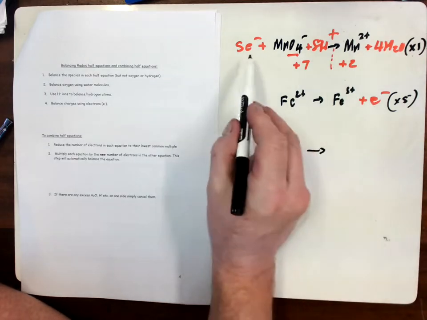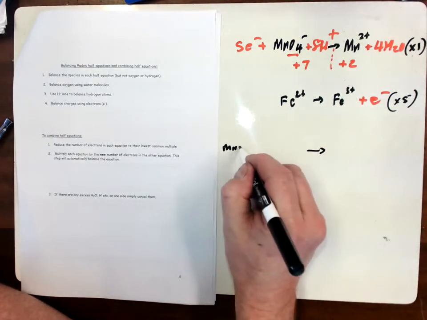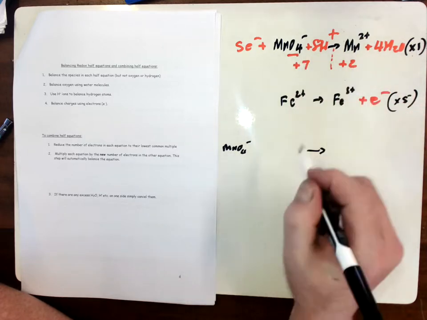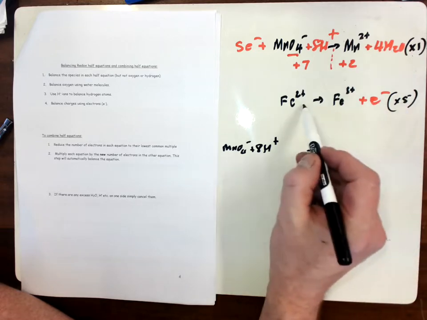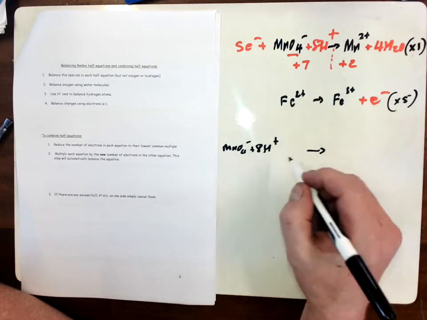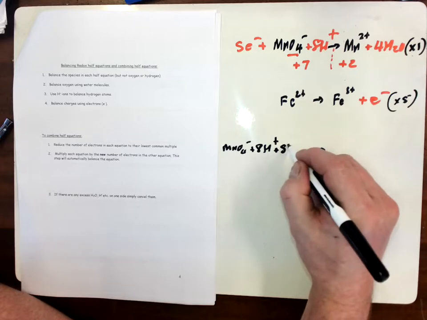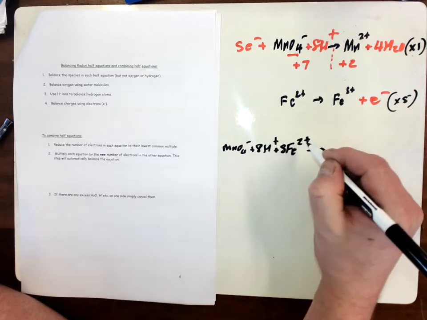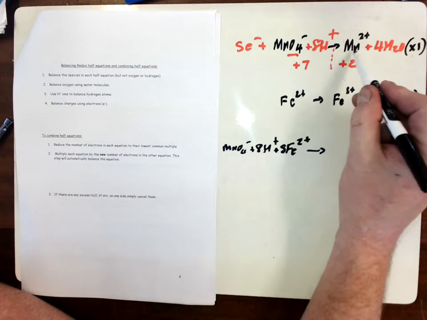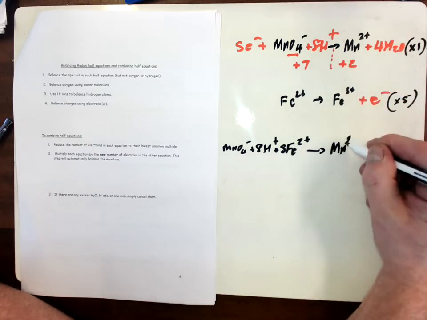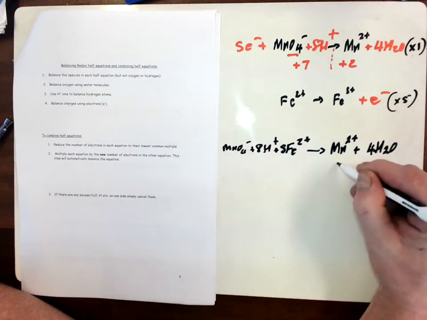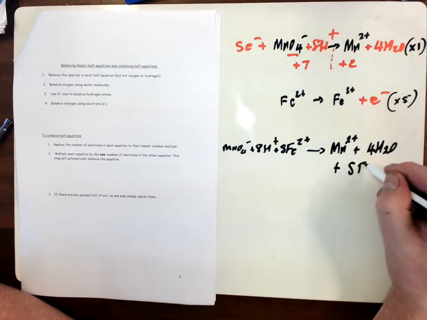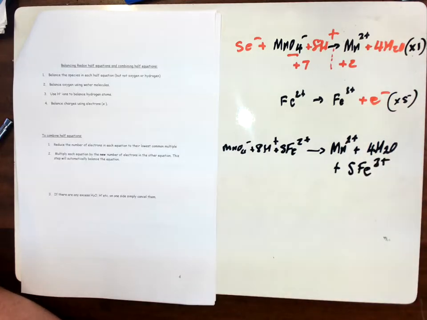So let's deal with the top equation first. I have MnO4 minus, just one of them, plus 8H+. Down here on the left of the arrow, I have Fe2+, but I need to multiply it up by 5. So it's 5Fe2+. Over here, I have 1Mn2+, plus I've got my waters, and I just multiply the 4 waters by 1. And down here I have 5Fe3+. And that's it. That's your full ionic redox equation.